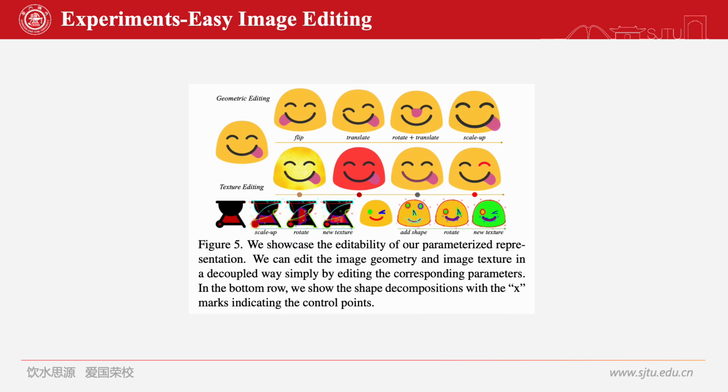We also show some decoupled editing examples. Our method can easily transform geometric shapes and replace the textures within the corresponding shapes with specific ones, like a frosted glass texture. In the bottom row, we show the shape decompositions with the X marks indicating the control points.